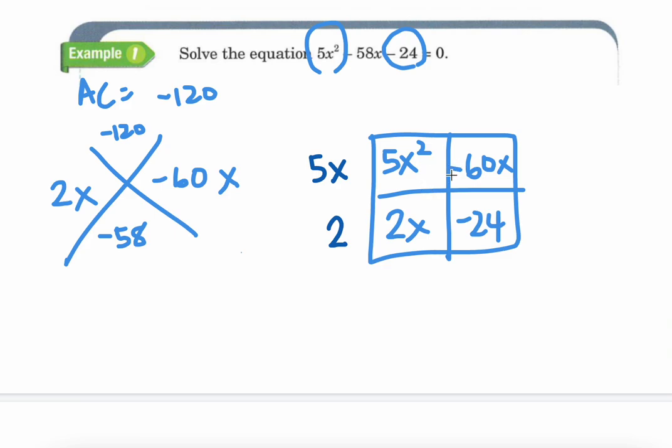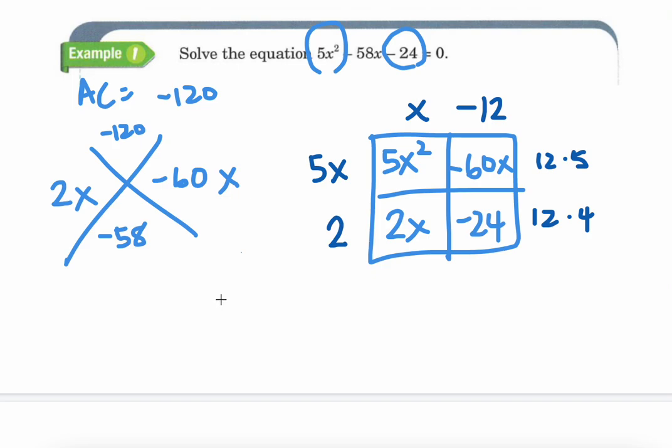They both go into, or 5x goes into 5x squared and negative 60x. 2x and 5x squared both have an x, and I think that's it. These both have a negative, and let's see, I think 12 goes into both of them. Yeah, because 12 times 5 is 60, and 12 times 4 is 24. So that's the greatest common factor.